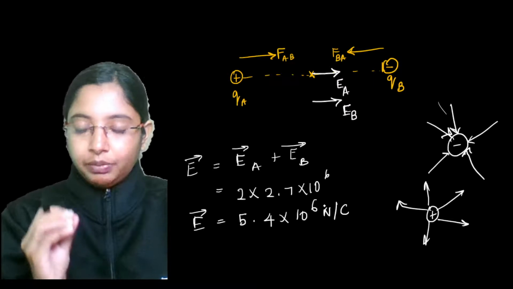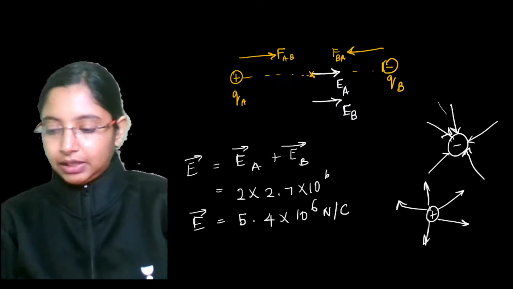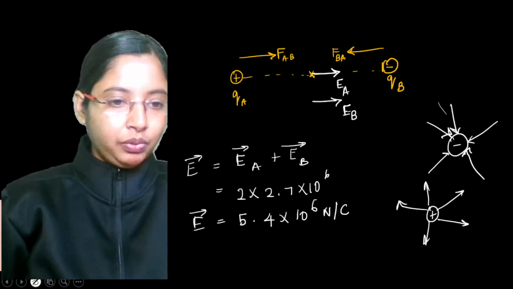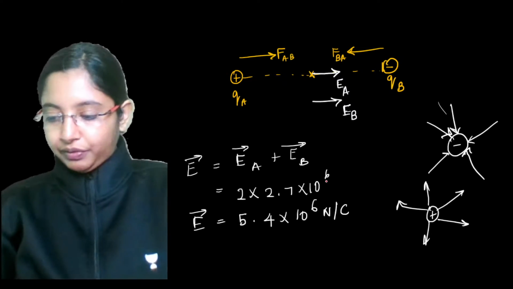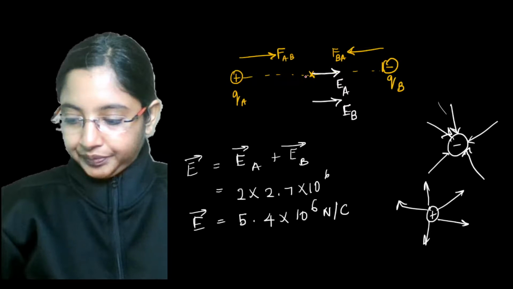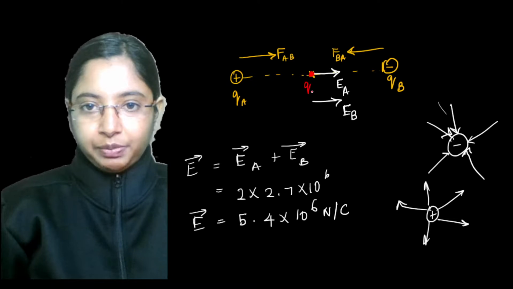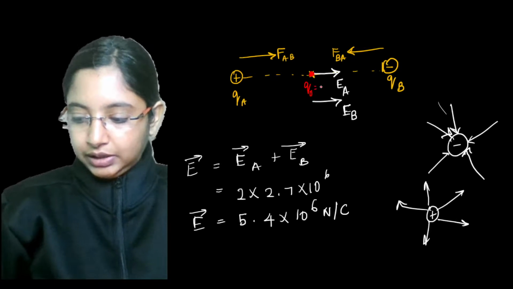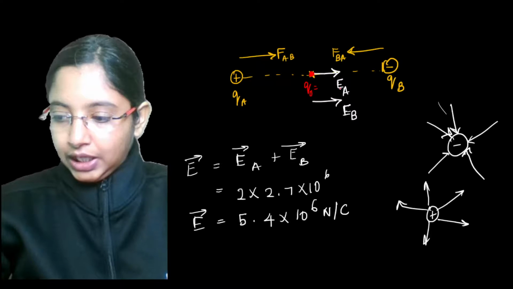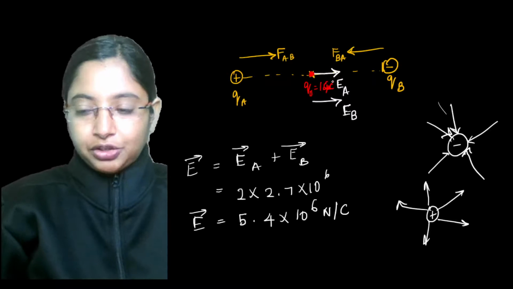Now let's try to do one more step. If I take a charge and place it at this point in the center, this charge I'm just calling Q0, right? I'm introducing a test charge at that point, and the test charge is 1.5 microcoulomb.